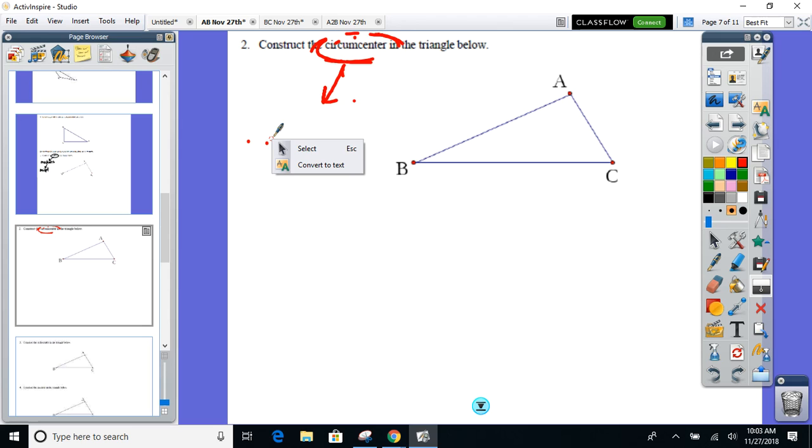Keep extending them, Jack. I need to make them intersect, right? So keep going. It's okay if it's going to be on the outside. Good, good.